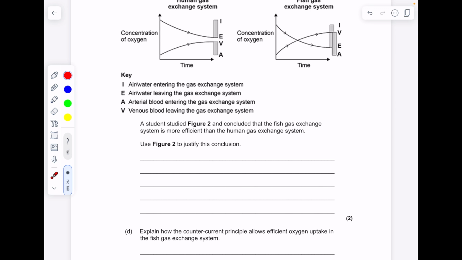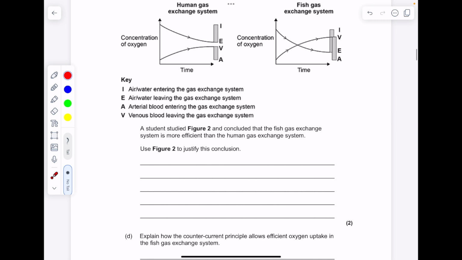So we're using figure 2 to make statements which agree with the fact that the fish gas exchange system is more efficient. So in terms of justifying this conclusion, have a look at the numbers. You can see that in fish, the blood leaving the gas exchange system has a higher oxygen concentration than the water leaving, whereas the opposite is true for humans. The air leaving has a higher concentration than the venous blood.